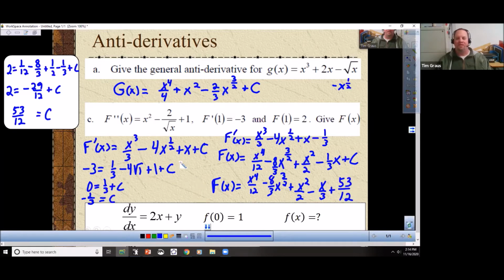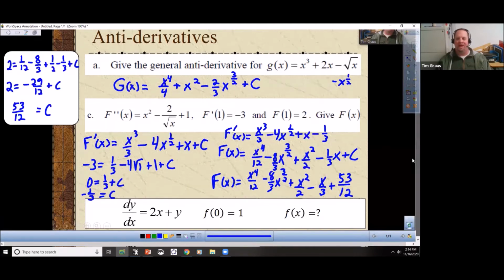Now, finding these antiderivatives is not trivial. That's a little bit of work, especially when you have fractional exponents, negative exponents, when you actually have to find that c value. These things can get pretty complicated.